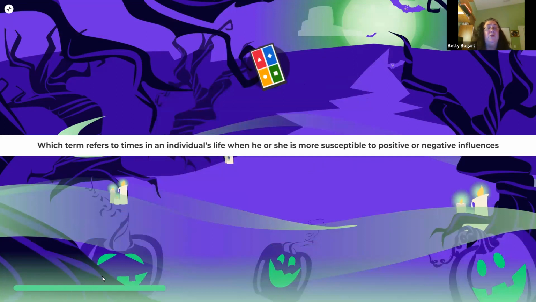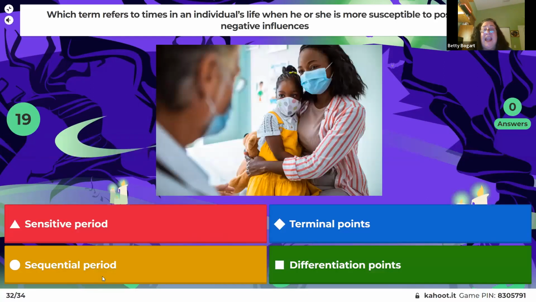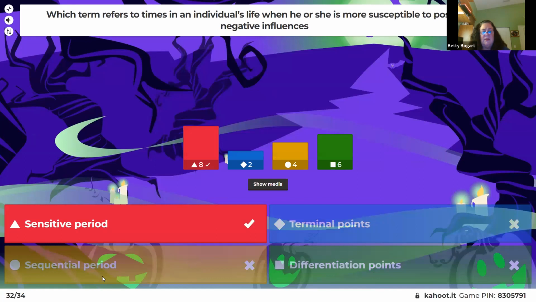Which term refers to a time in an individual's life when he or she is more susceptible to positive or negative influences? Again, this is another one of those terms. You'll see in your book, the beginning page, you'll see all the definitions, something to look at in pediatrics. There's different terminology. And it's called the sensitive period.